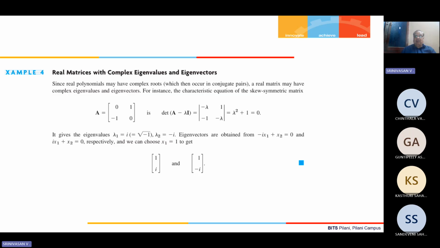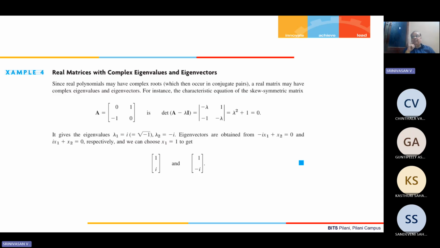Therefore, you started with a real matrix, that is, a matrix of real numbers. For example, here it is given A equal to [0, 1; minus 1, 0]. The entries are real numbers. And you are finding its characteristic equation, determinant of [minus lambda, 1; minus 1, minus lambda] equated to 0. Lambda square plus 1 equal to 0, which is lambda square is minus 1, or lambda equal to plus or minus root of minus 1. What is root of minus 1?